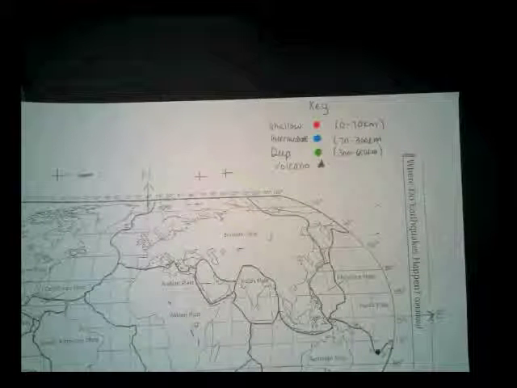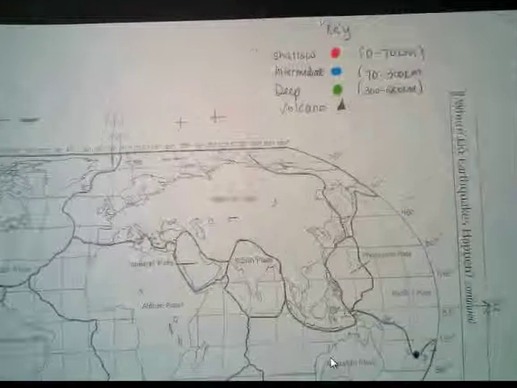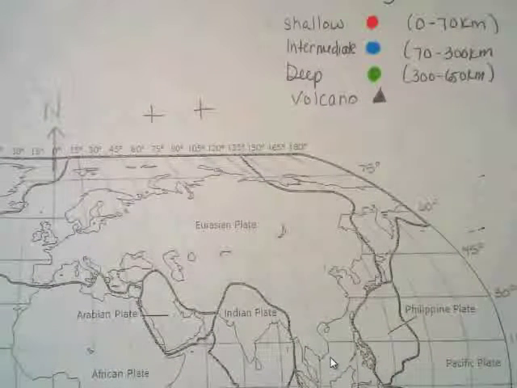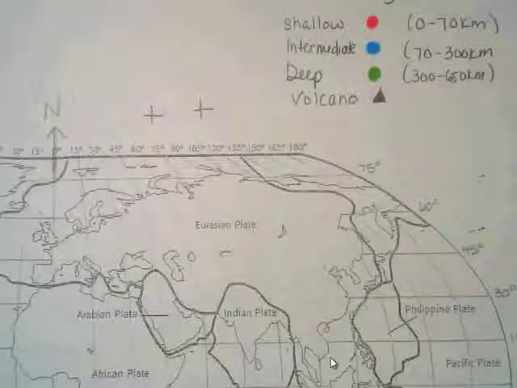So I'd like you to make that key on your map. I did mine on the upper right-hand corner. You may choose to do it maybe on the bottom corner. So I'd like you to put that on your map right now.